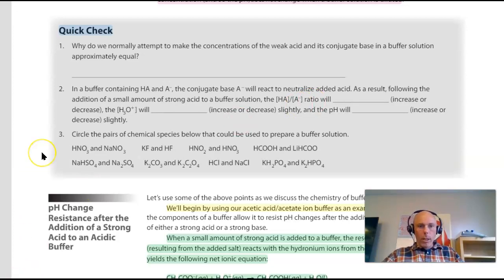All right, in 3, we're looking for good buffer pairs. We're looking for weak acids in solution with the weak acid's conjugate base.